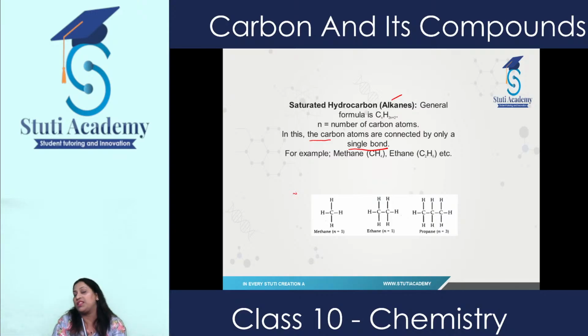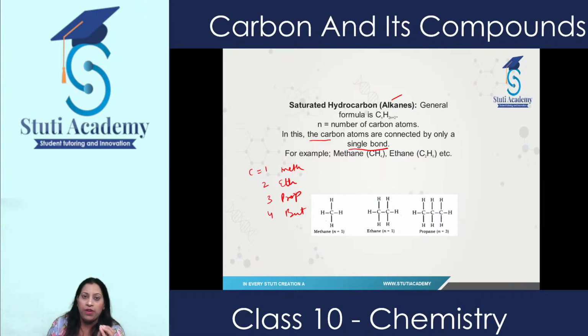the type which comes under this saturated hydrocarbon is alkane, and the formula is CnH2n+2. Here n is the number of carbon atoms. If carbon atom is 1, we use meth. For 2 we use eth. For 3 we use prop. For 4 we use but. I'll explain how we can give this IUPAC naming to them.